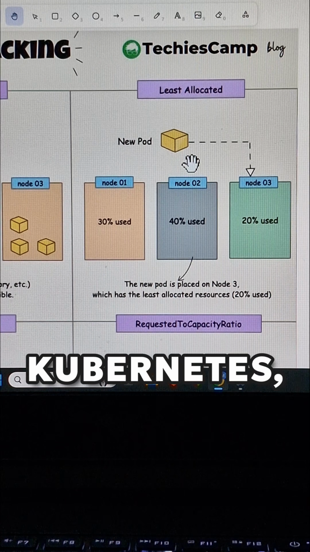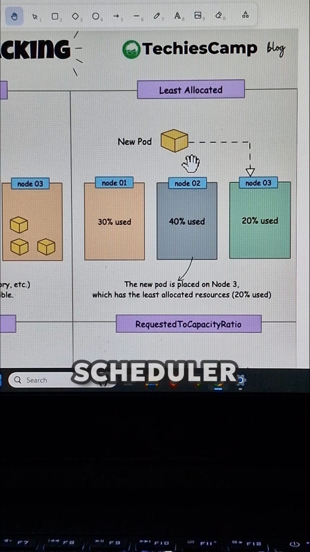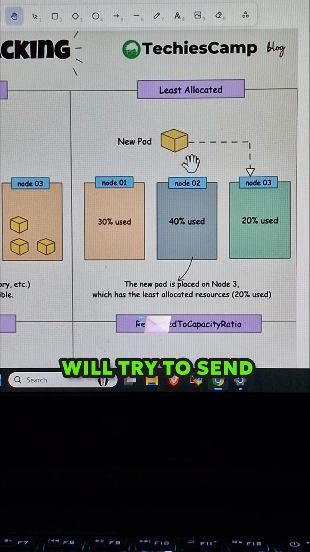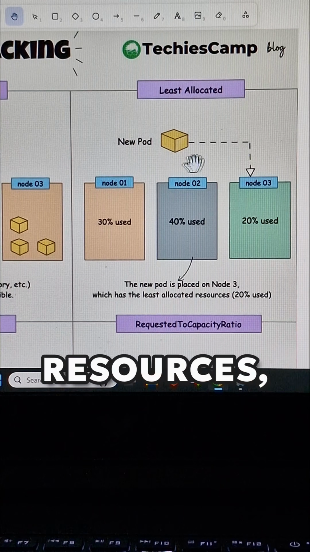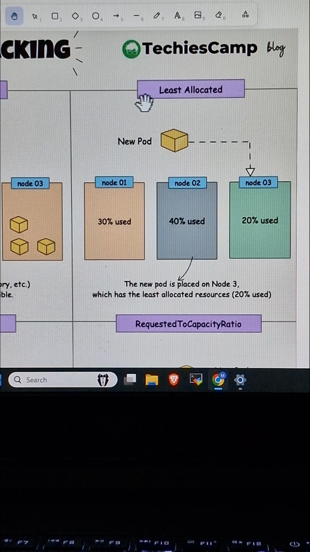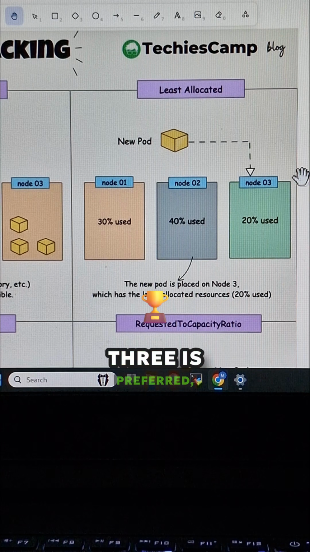If you are working with Kubernetes, you should know this. When a new pod is scheduled, your scheduler will try to send that pod to a node that has the least allocated resources. That's because by default it uses something called least allocated. So in this case, node 3 is preferred.